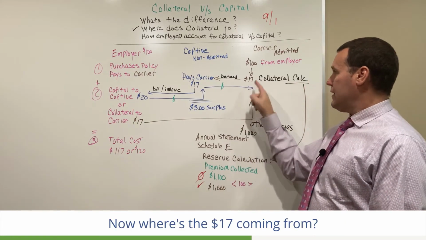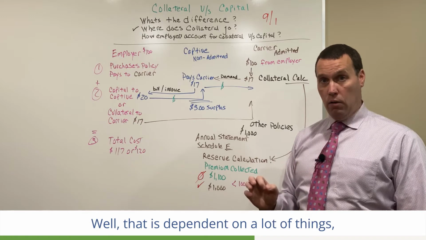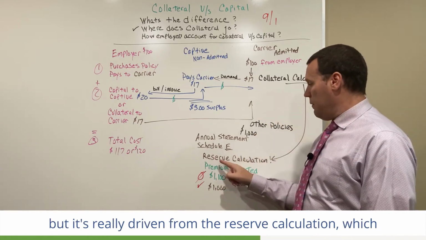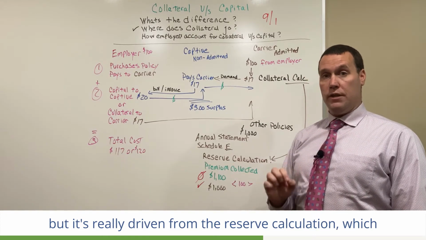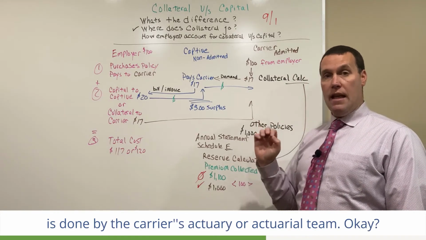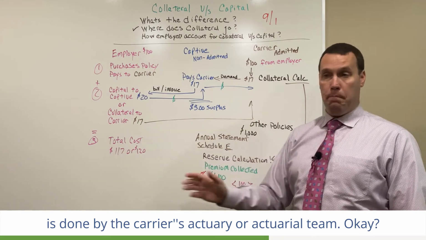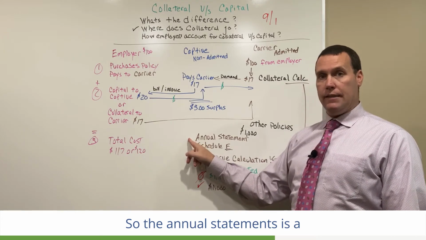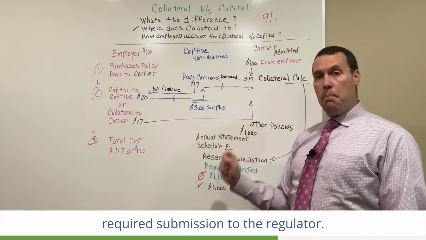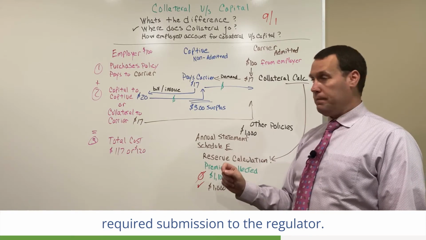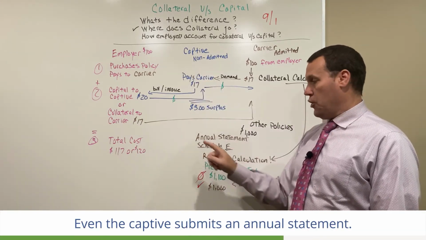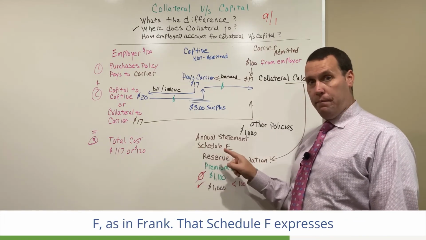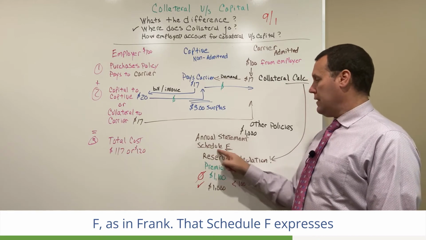Now, where's the $17 coming from? Well, that is dependent on a lot of things, but it's really driven from the reserve calculation, which is done by the carrier's actuary or actuarial team. Okay? So, the annual statement is a required submission to the regulator. Even the captive submits an annual statement. And within that annual statement, there is Schedule F, as in Frank.